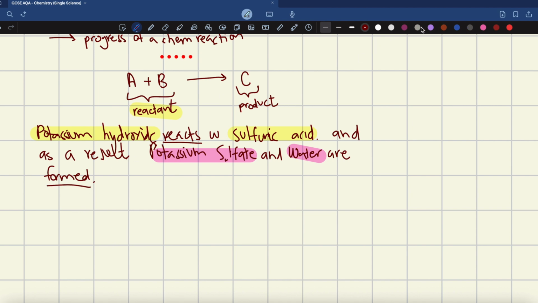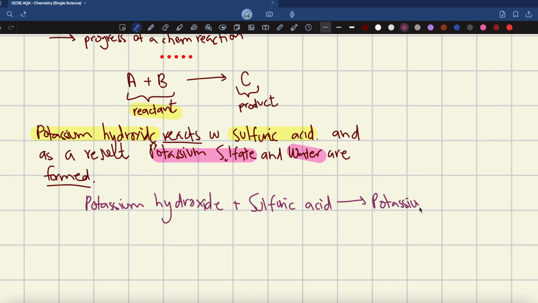So if I was to form a word equation of this, this is what I would get. Potassium hydroxide being reactant 1, plus, with a plus sign, the other reactant is sulfuric acid. I'm going to put that here as well. They are going to form what? They form potassium sulfate plus water, because these two are the products.